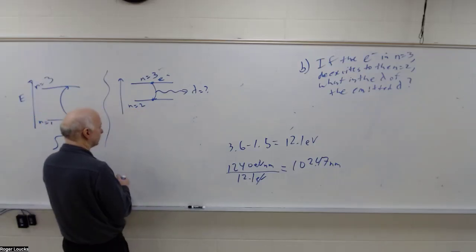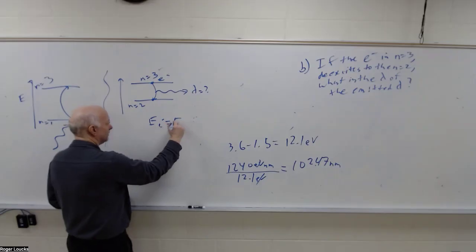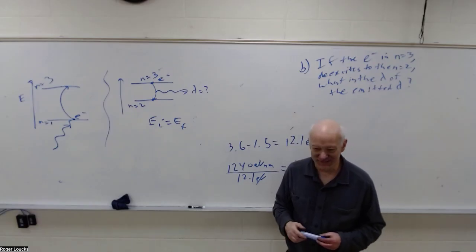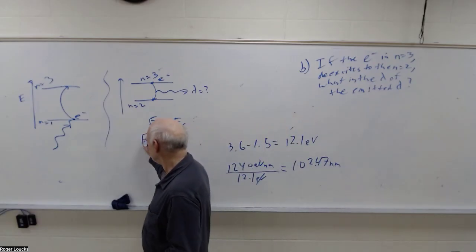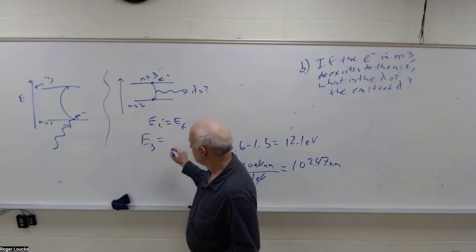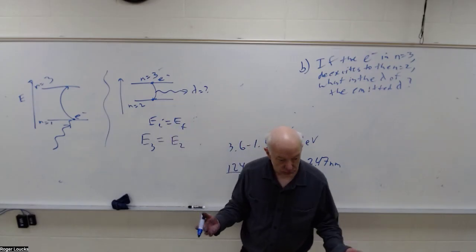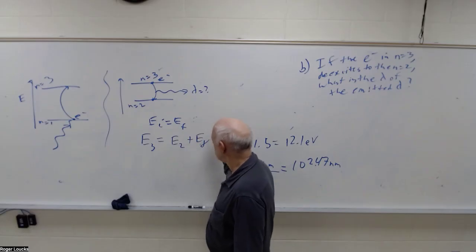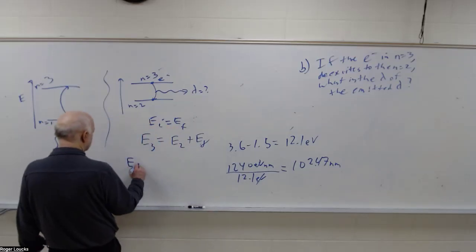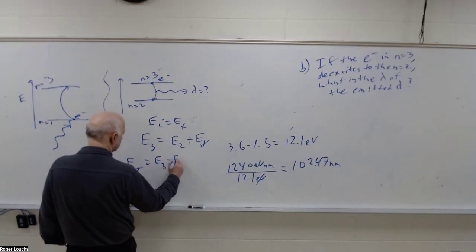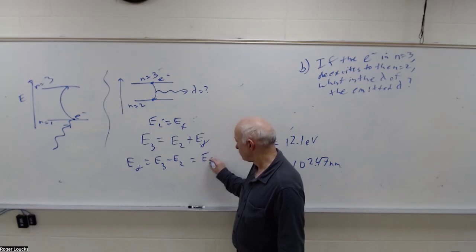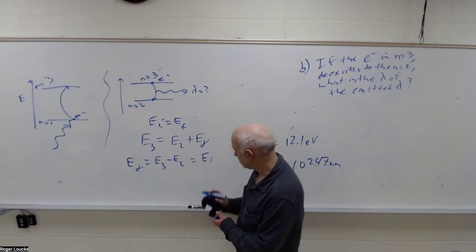So let's go back to E initial equals E final. What is our initial energy? E3 equals E2 plus E gamma. Where does that energy go? It has to go into the electron, so its energy is E2, and then the rest of the energy has to go into the photon. So E gamma is E3 minus E2. These cancel, so E gamma equals E3 minus E2.